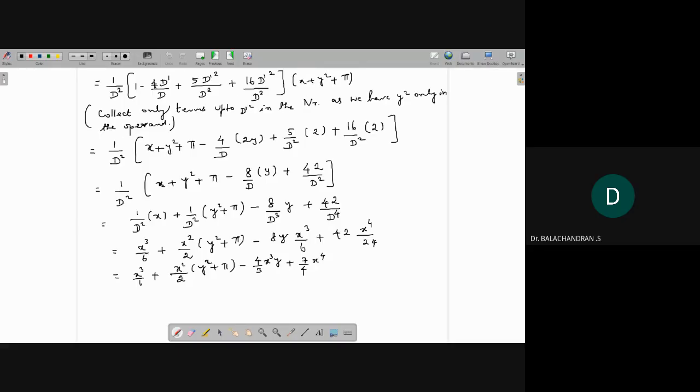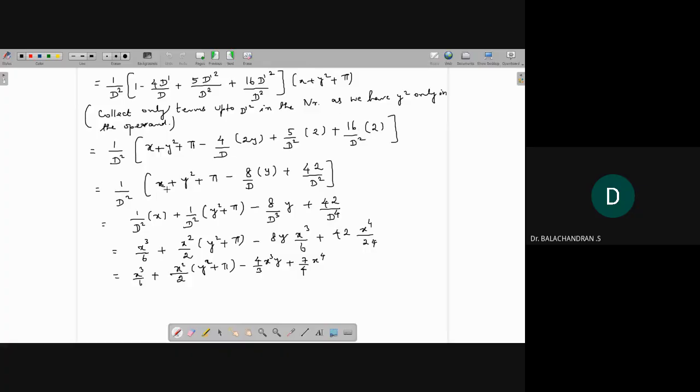Now I am going to multiply each and every term to x plus y square plus pi. So 1 into that, we get x plus y square plus pi, minus 4 by d. If you differentiate d dash of everything, that is d dash of x plus y square plus pi, so x plus pi is constant with respect to d dash. So you will get 2y, plus 5 by d square. If you differentiate twice, you will get 2. First time 2y, second time 2. Similarly, 16 by d square, if you differentiate 2 times with respect to y, you will get 2.